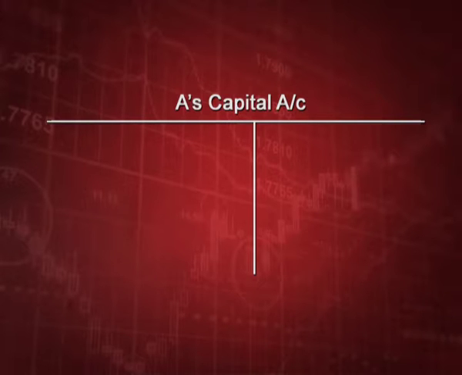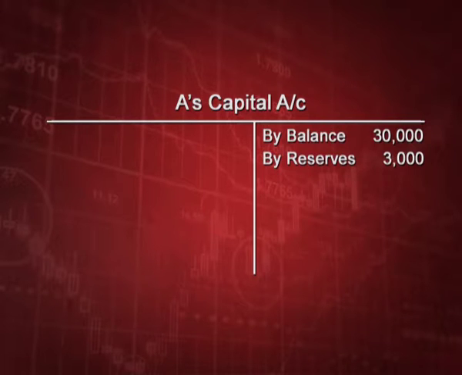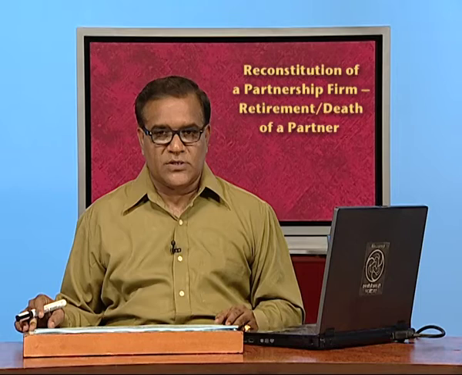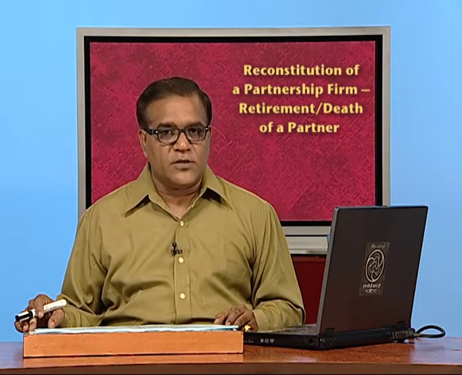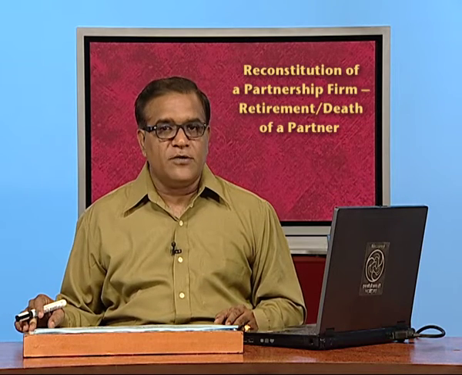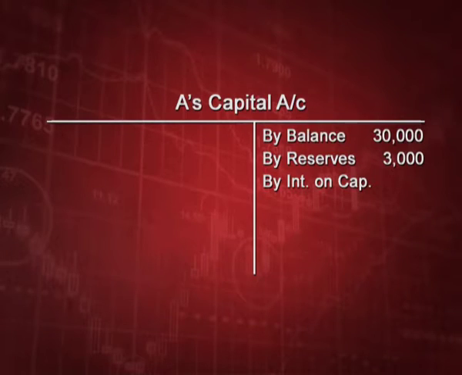In A's capital account, we will start with the balance of 30,000, which is the existing capital, and then we will give reserves to Mr. A, that is his share out of 6,000 rupees, half of that, 3,000 rupees, and interest on capital 30,000 at 10% per annum, but only for 6 months. You remember he died on 1st October, so interest for only 6 months, that is 1,500 rupees, and profits will be distributed to him, 5,000.